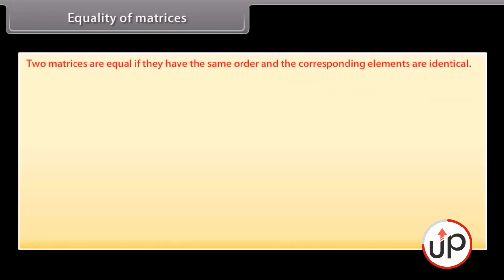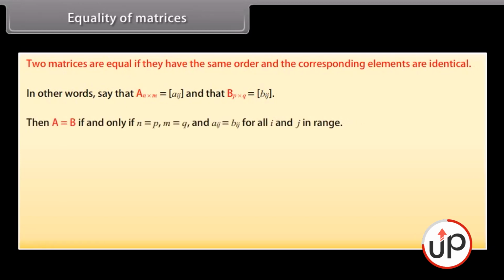Equality of matrices. Two matrices are equal if they have the same order and the corresponding elements are identical. In other words, say that A (n by m) is equal to A_ij and that B (p by q) is equal to B_ij, then A is equal to B if and only if n is equal to p, m is equal to q, and A_ij is equal to B_ij for all i and j in range.